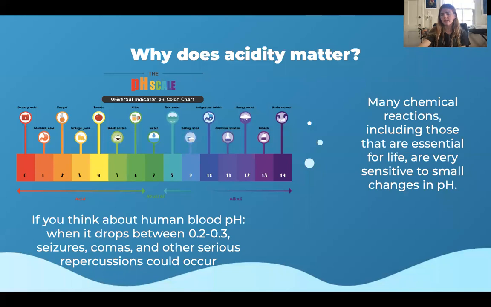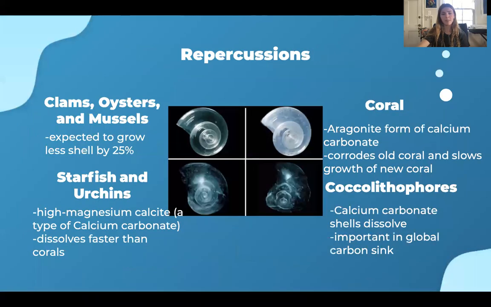So why does acidity matter? Acidity is a super important condition for maintaining healthy levels of life. And for us, for humans, we have a very specific blood pH that we need to maintain. And pHs outside of our normal range are dangerous to us.